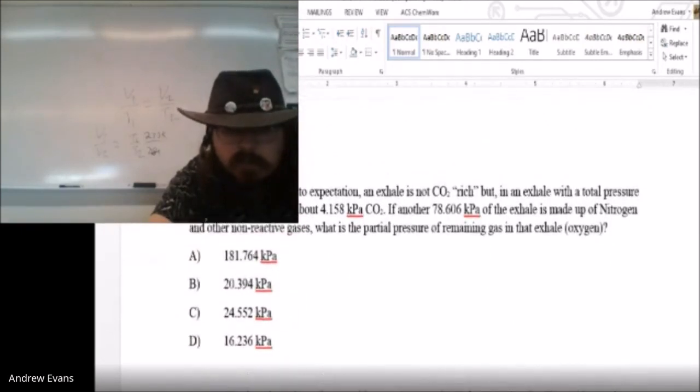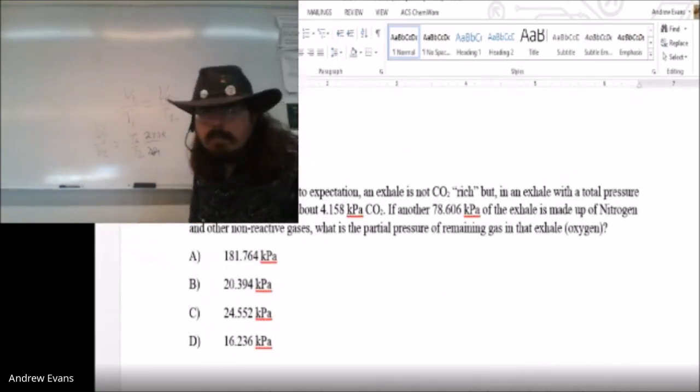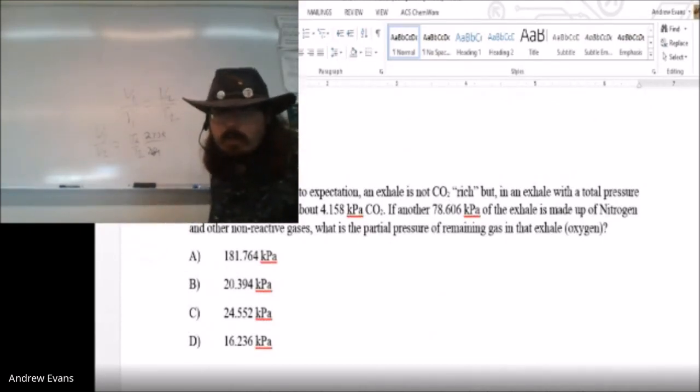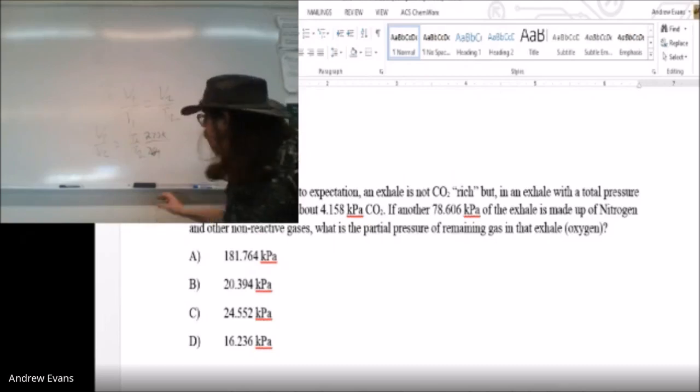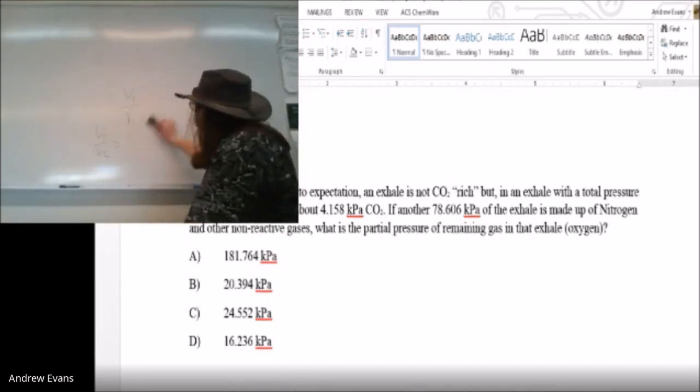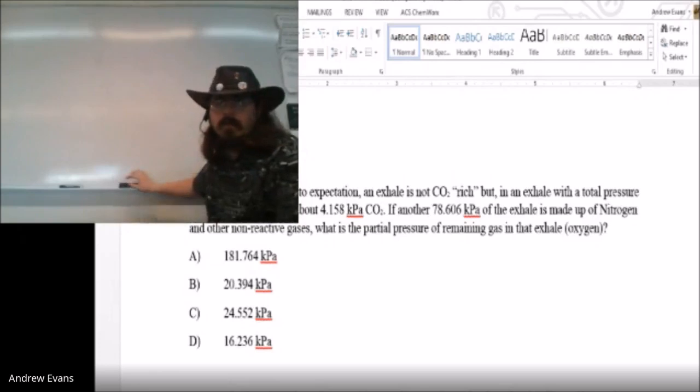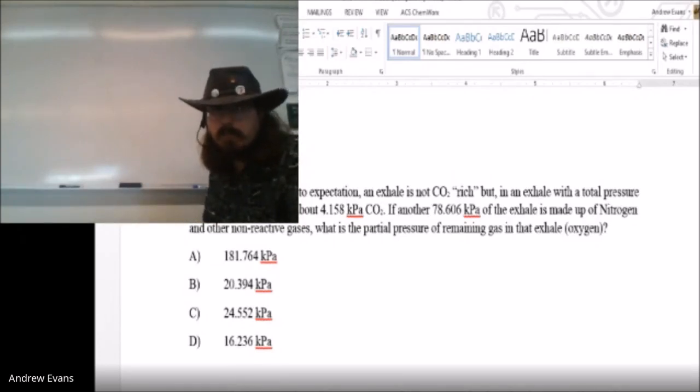17. Contrary to expectation, an exhale is not CO2 rich, but in an exhale with a total pressure of 99 kilopascals, contains only 4.158 kilopascals of CO2. If another 78.606 kilopascals of exhale is made of nitrogen and non-reactive gases, what is the partial pressure of the remaining oxygen? So, real life, when you exhale, you're releasing CO2. It's not super rich, but it is higher concentration than it started.